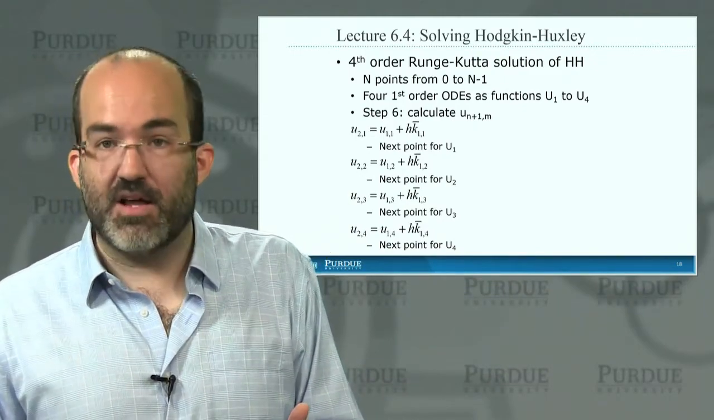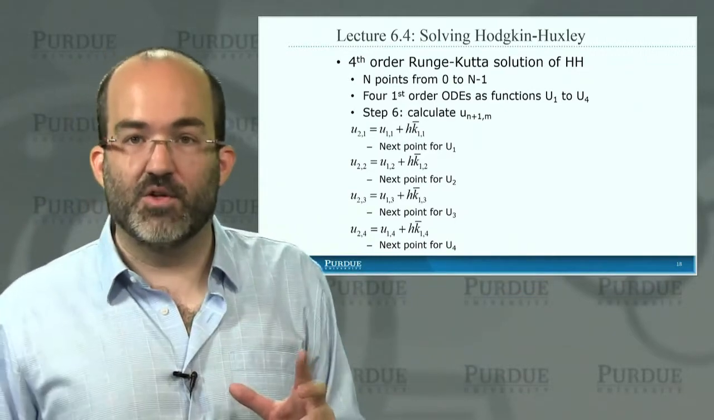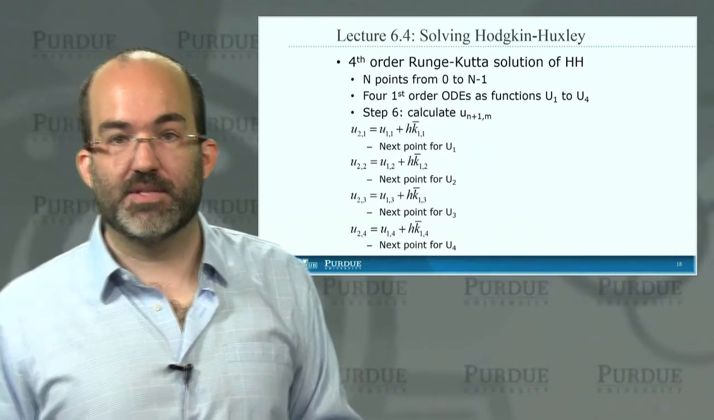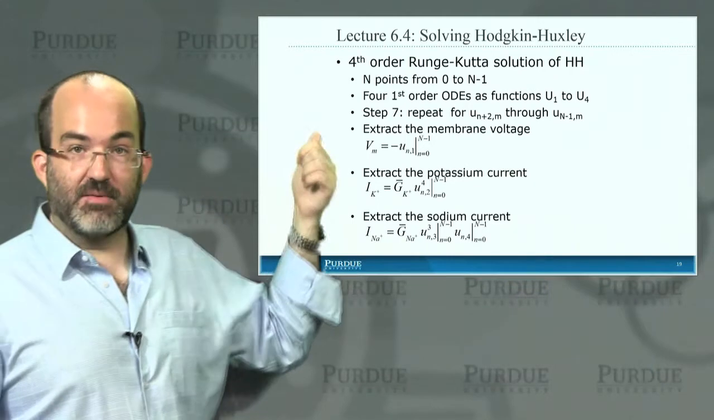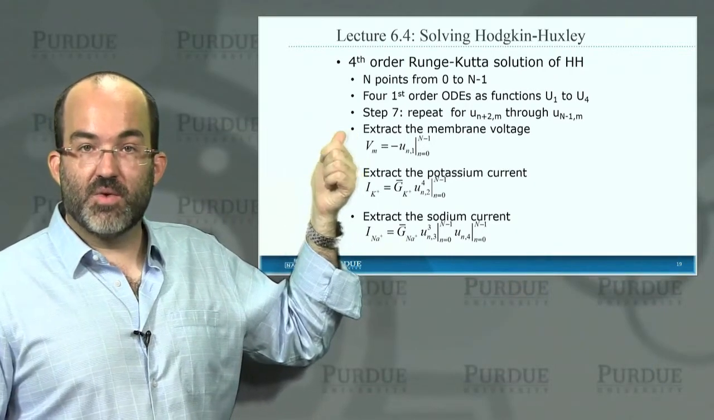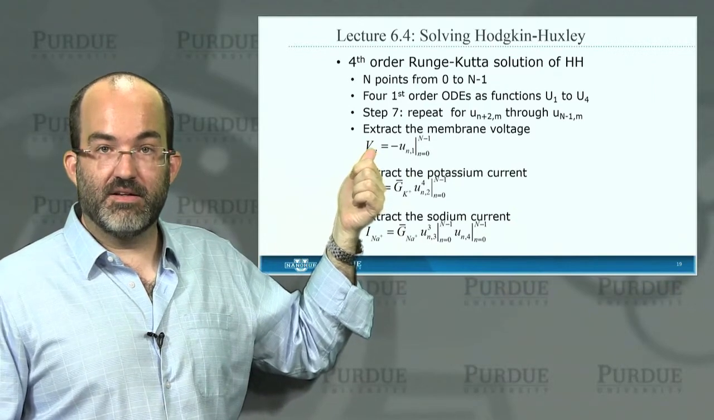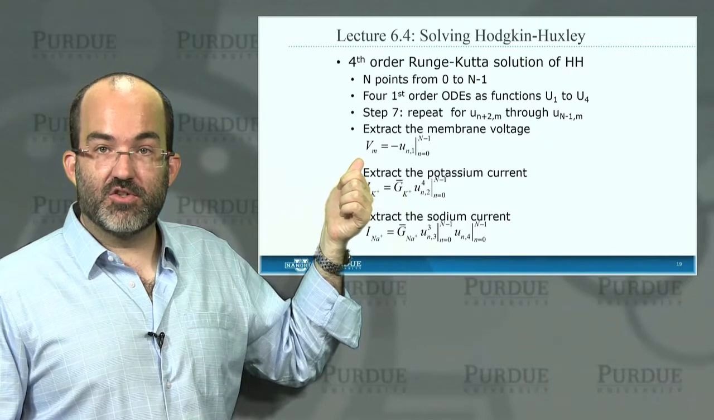To do the point after that, all you have to do is write a for loop around everything you just coded and run that for loop as many points as you want. In this case, capital N minus 1 times. And when you do all of that, you'll be able to extract the membrane voltage, where the membrane voltage is equal to U little n, comma 1 for the first equation, as little n goes from 0 to capital N minus 1.